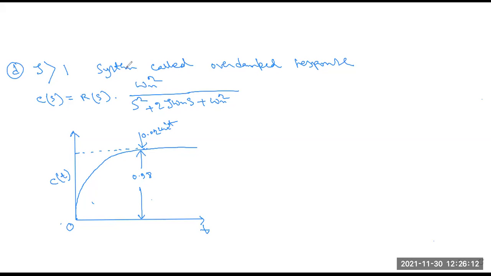So please remember these 4 conditions: zeta less than 1, zeta equal to 0, zeta equal to 1, and zeta greater than 1. This is very, very important.